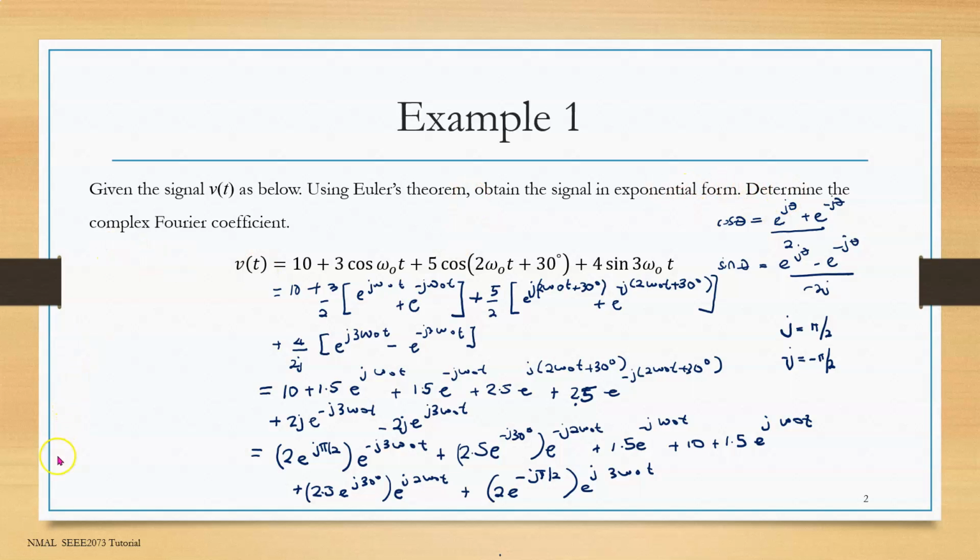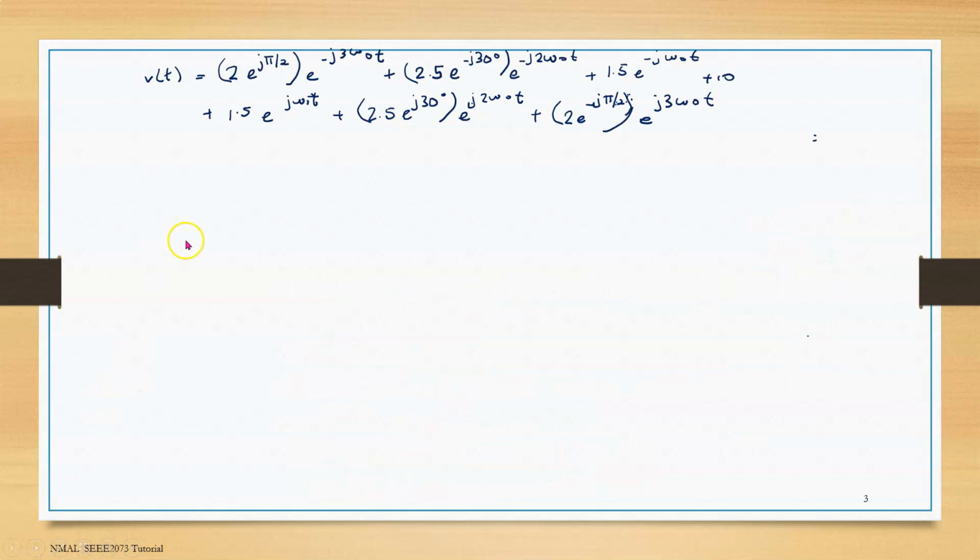Now to determine the complex Fourier coefficient, we do it on the next page. I already rewrote the equation that we obtained. From here you can extract the Fourier series complex coefficients. You write them in terms of a table.